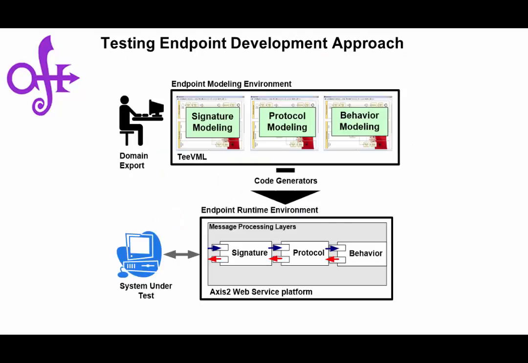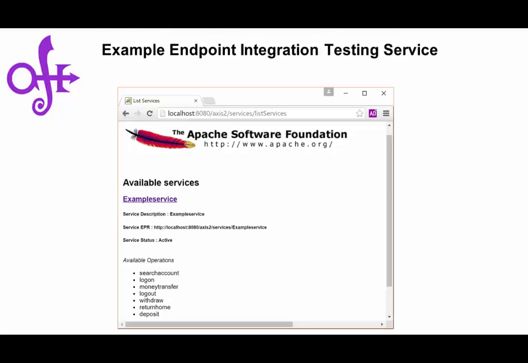Our tool includes a modeling environment and a runtime testing environment. Modeling involves signature, protocol, and behavior specification. The runtime environment is generated by transforming the models to access to web services, hosted by a Tomcat application server.